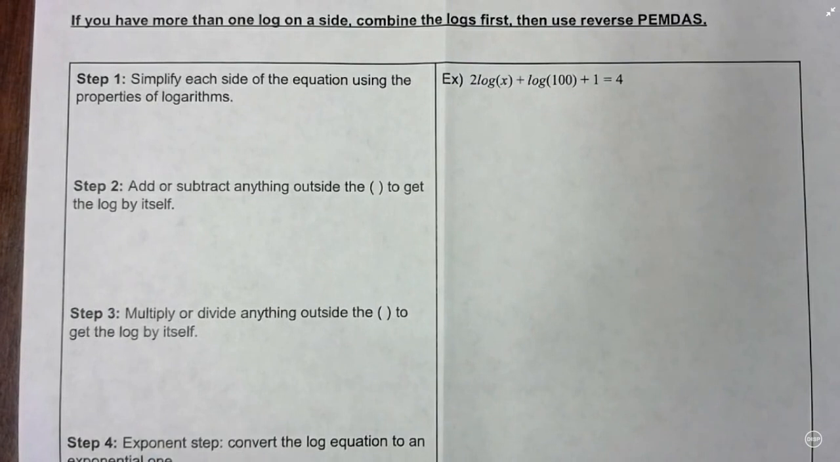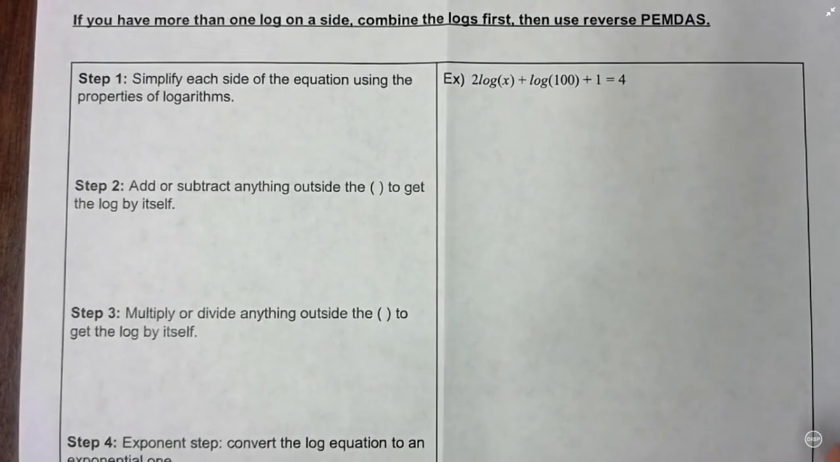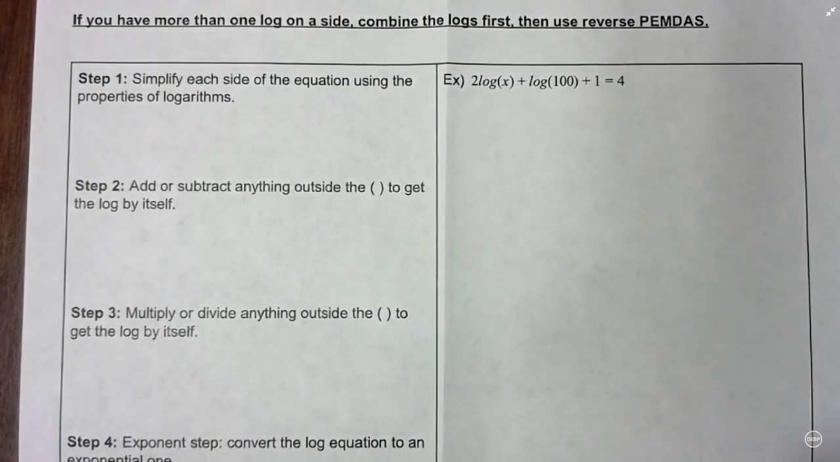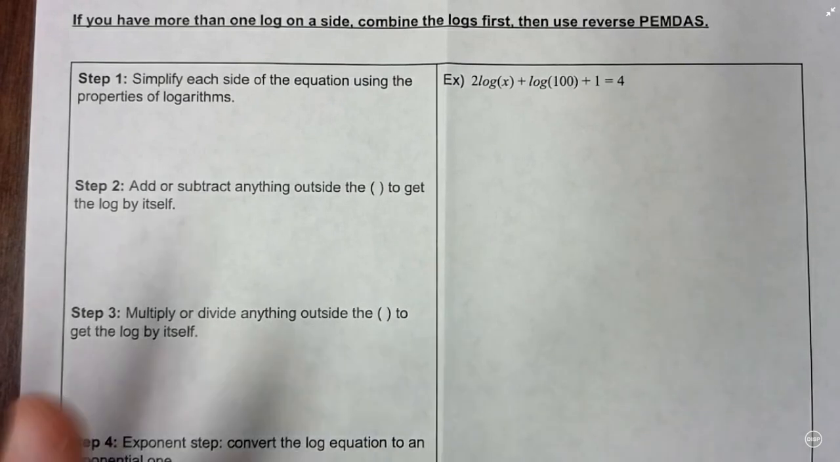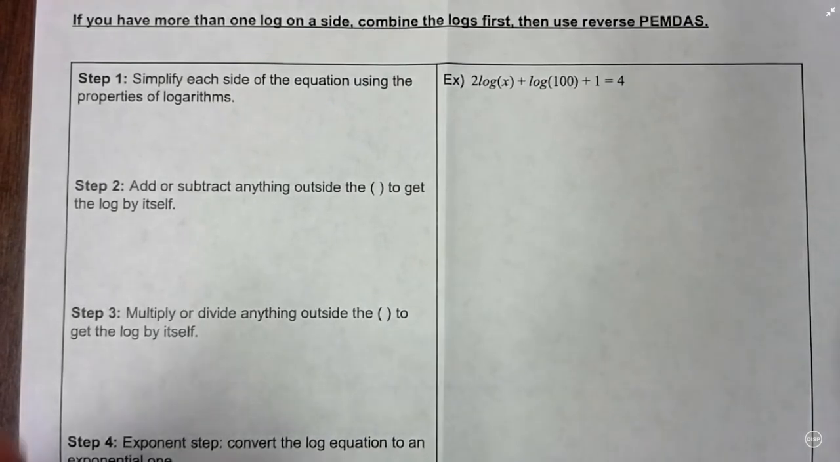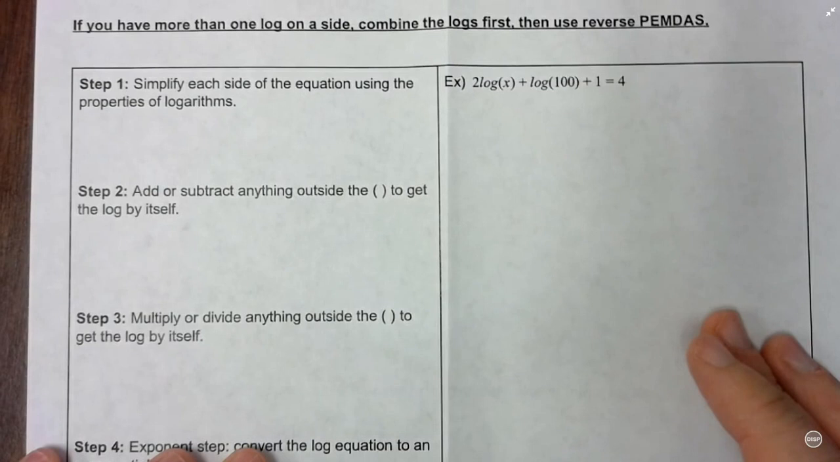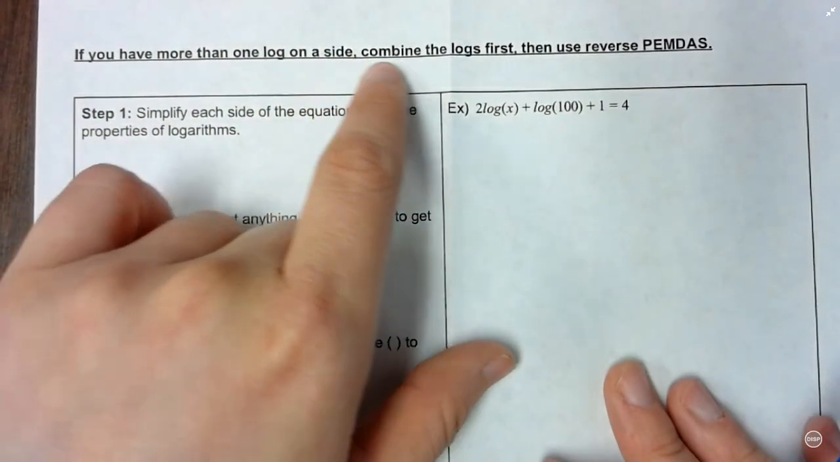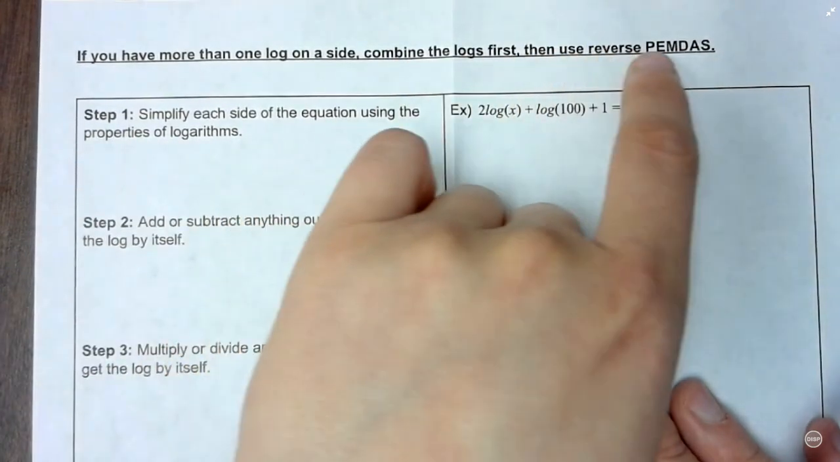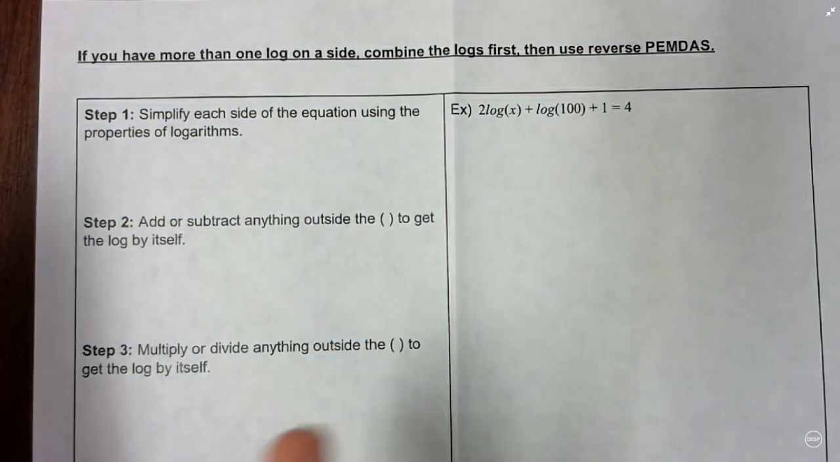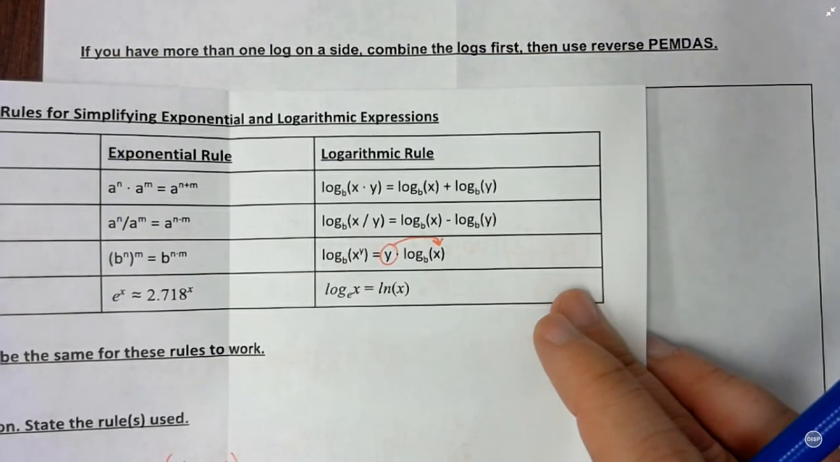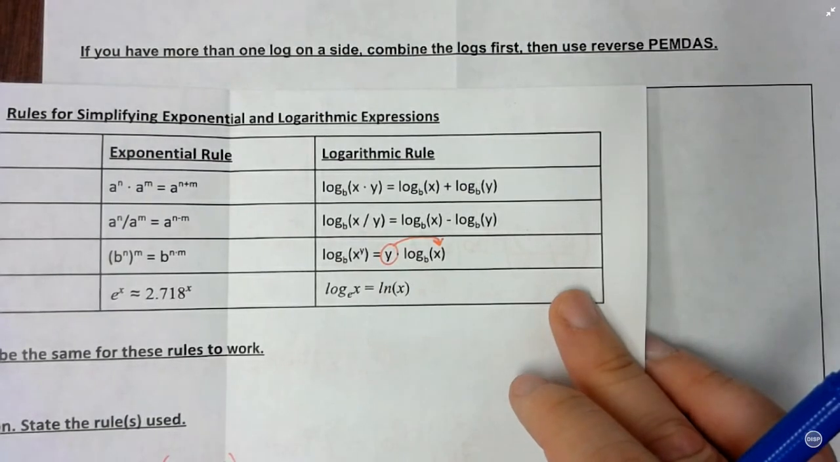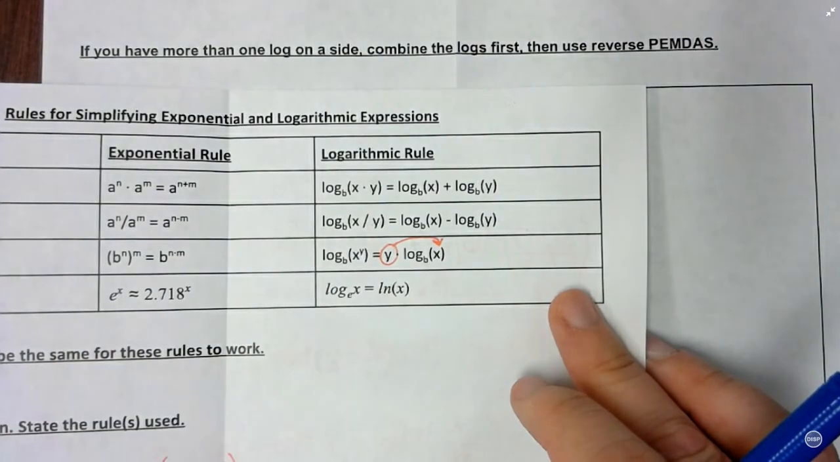Welcome back. So hopefully you have done the problems where you have one log on each side of the equation and kind of gotten that out of the way, practiced that, and you are ready to keep going to our last type of equation. So in this case, if you have more than one log on a side, we're going to combine the logs first, then use reverse PEMDAS. So you are going to want to have your log rules handy. You are not going to have to memorize them this year, so keep them with you, keep them close by.